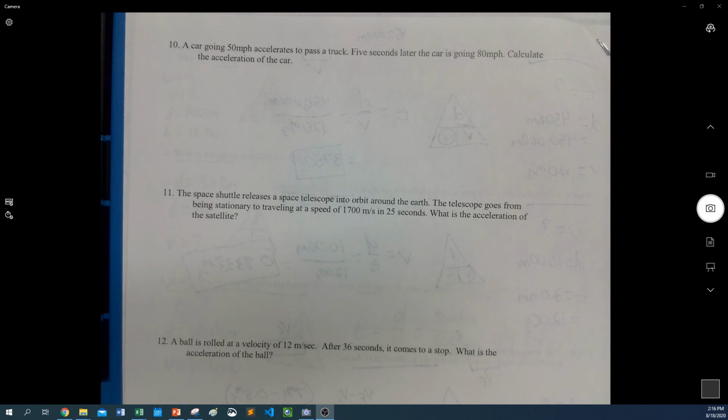So a car is going 50 miles per hour, accelerates to pass the truck. 5 seconds later, the car is going 80 miles per hour. Calculate the acceleration of the car.